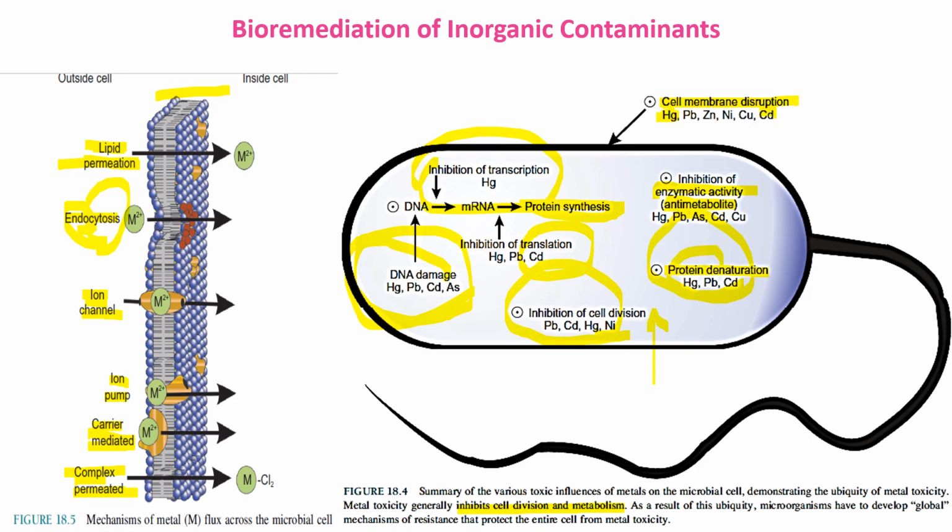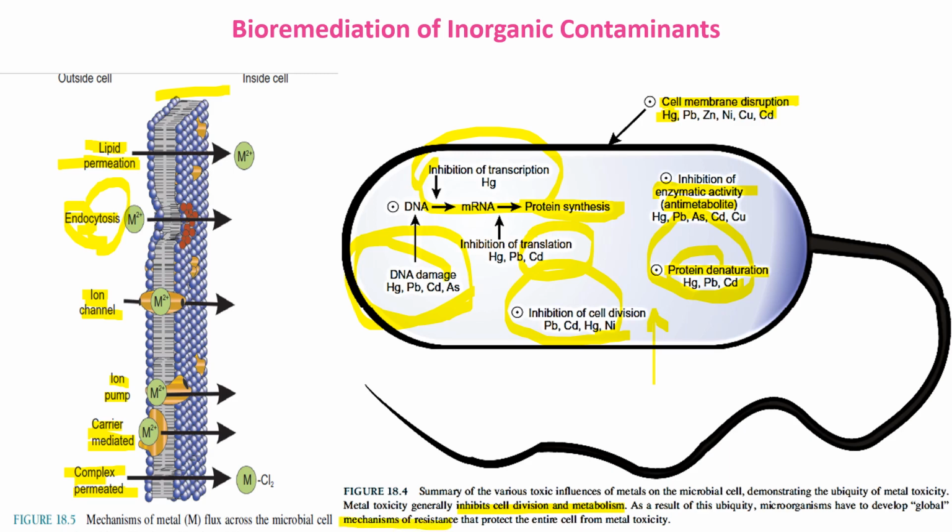So these are the different toxic effects that you can observe in a bacterial cell due to the exposure to inorganic contaminants such as lead, cadmium, mercury, nickel, zinc, and copper. But that does not end here. A microbial cell, which is very versatile and known for its microbial diversity, has already developed various mechanisms of resistance.